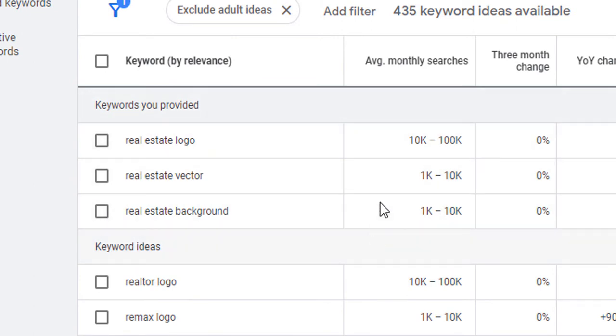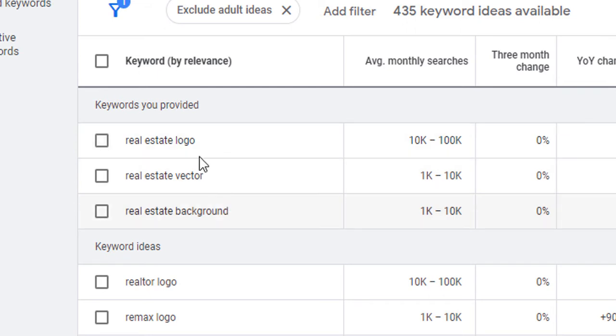Now if you watch closely here, the average monthly searches for these keywords on Google. So if I say real estate logo, the average monthly search is in this range. It goes up to 100,000. So up to 100,000 people each month are searching for a real estate logo. That's the monthly average. On the other hand, if I'm designing a real estate background, then the range is still good, nice, but it is not as large as a real estate logo.